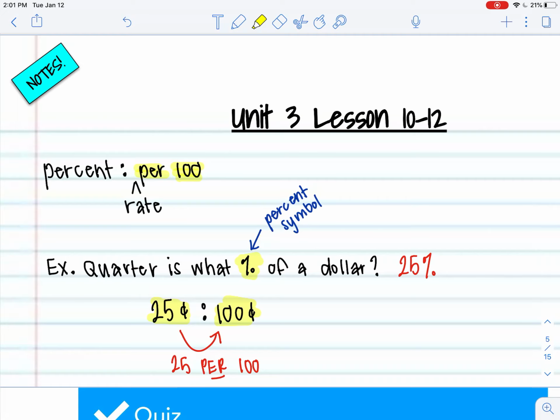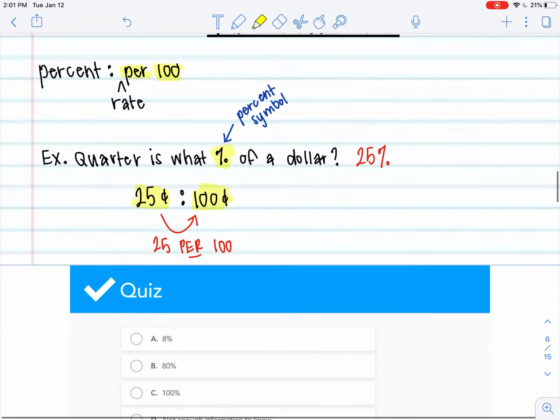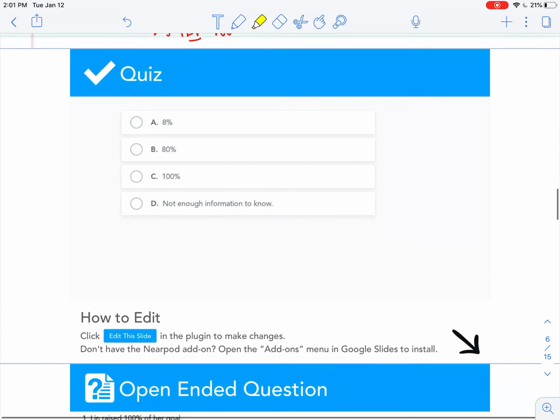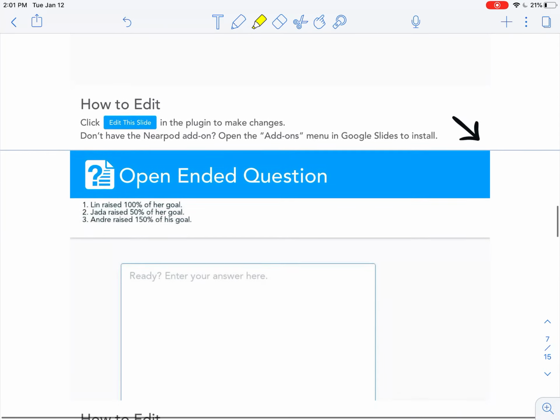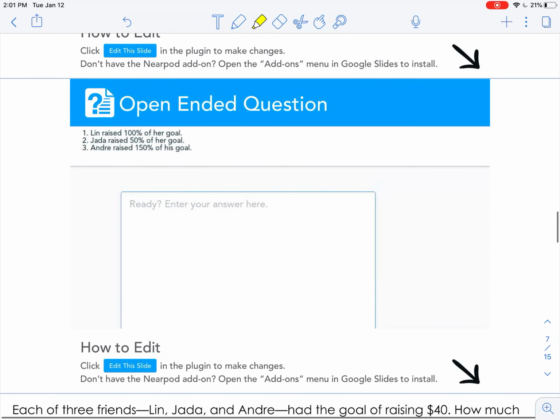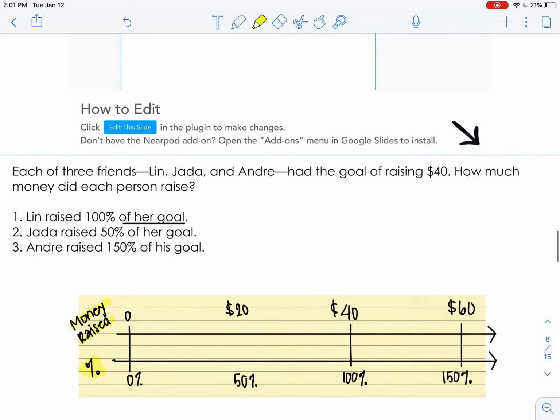Now, notice this is on notebook paper, so you should make sure to pause the video and get it down in your notebook. There's a quiz question that popped up here to check your understanding, and then an open-ended question. If I were you, I would make sure I was following along in the asynchronous Nearpod at this point so I could answer this open-ended question and give it a try on my own. So we'll go over it.